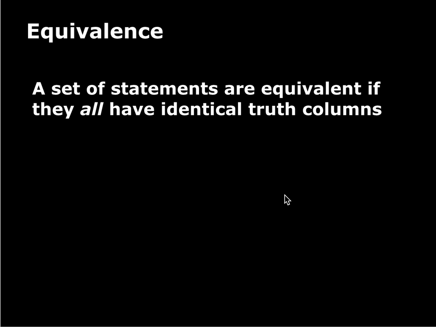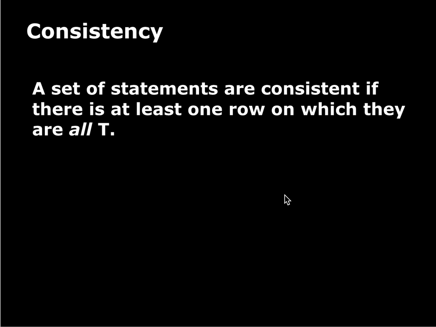Again, you just do a joint truth table that has all of those statements on it that you're assessing, however many it is. You compare all of their truth columns. And if they're all exactly the same, then that set of statements is equivalent. If there's any difference anywhere, then that is not an equivalent set of statements. Consistency, just what you'd expect. A set of statements is consistent if there's at least one row on which they are all true. If there is a row like that, they're consistent. If there is no row like that, then they're inconsistent.